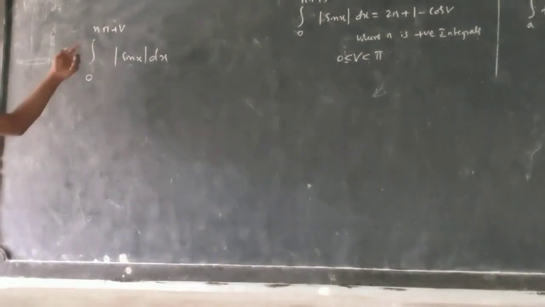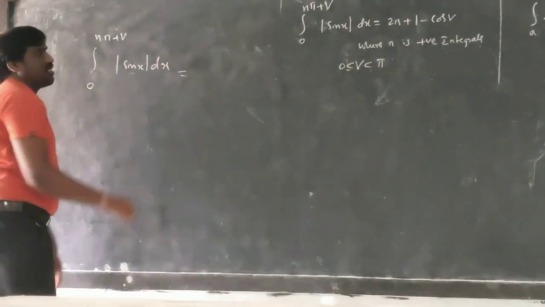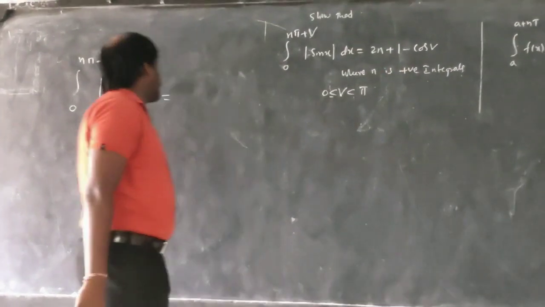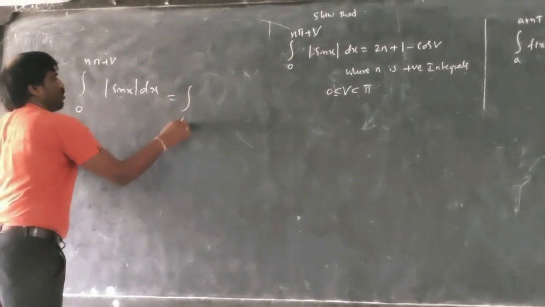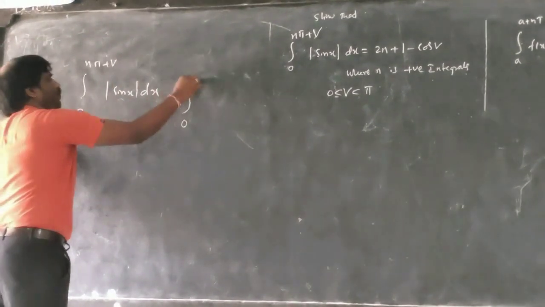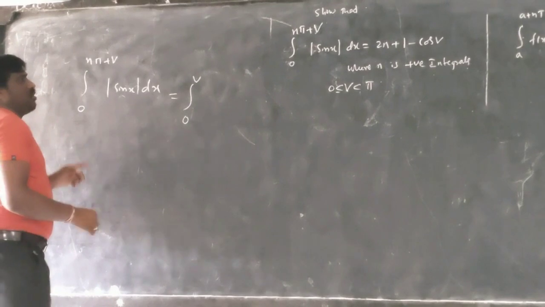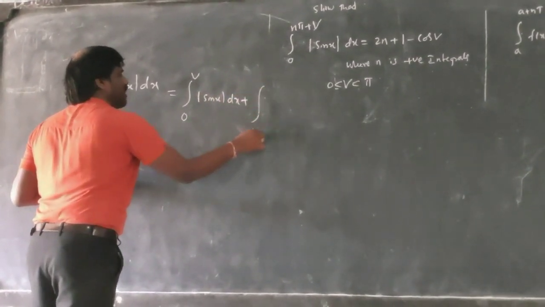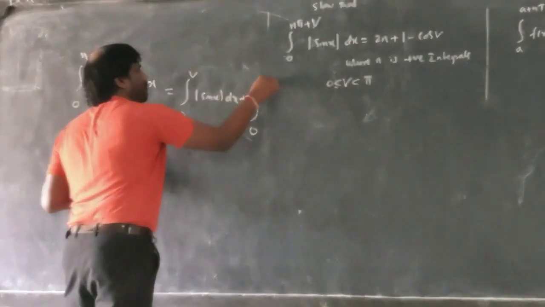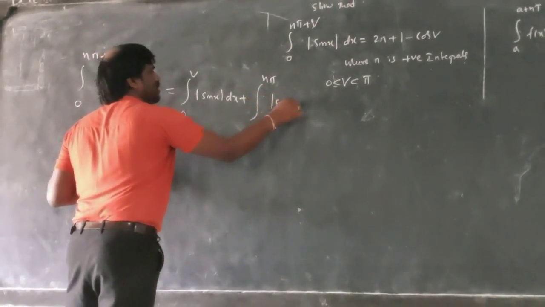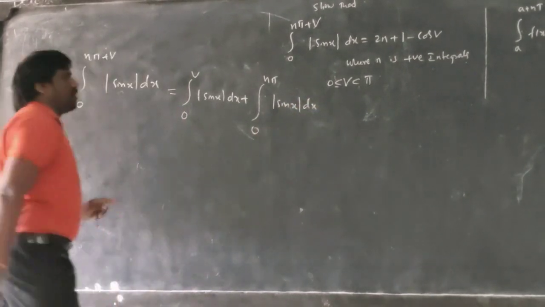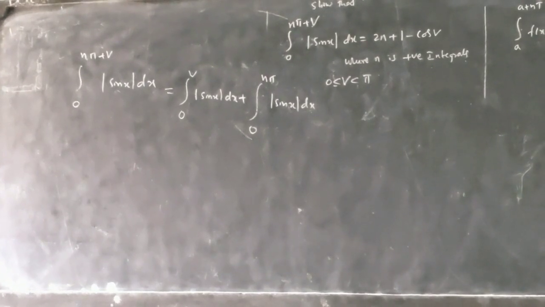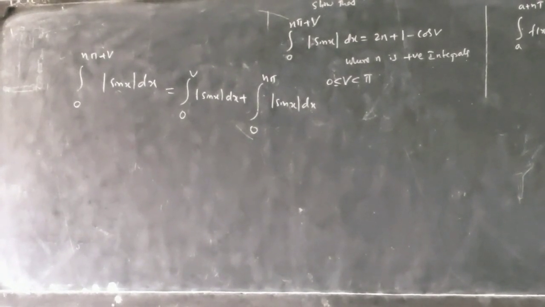So this can be written, using the property, as the integral from 0 to b of mod sin x dx plus the integral from 0 to n pi of mod sin x dx. So it is divided into two parts: the integral 0 to b of mod sin x dx plus the integral 0 to n pi of mod sin x dx.